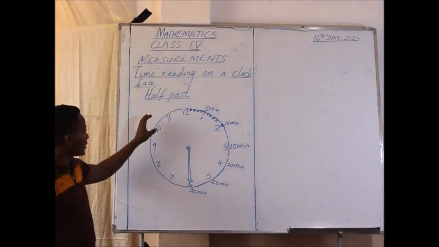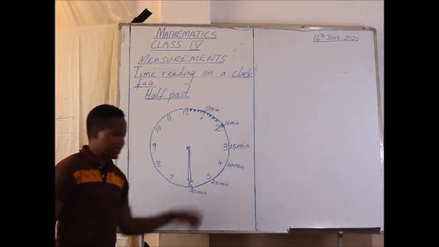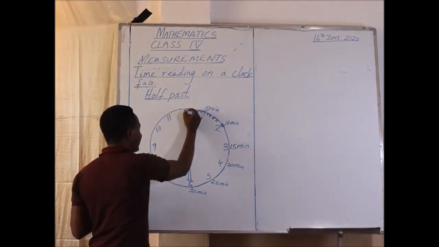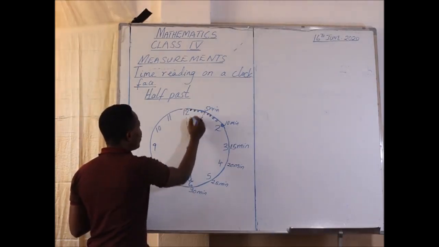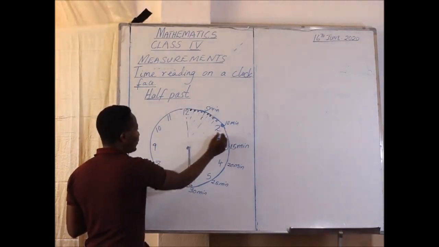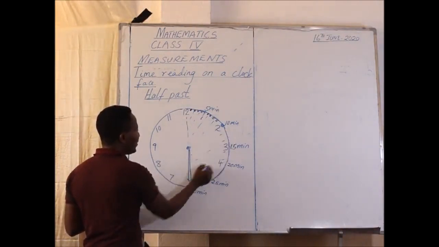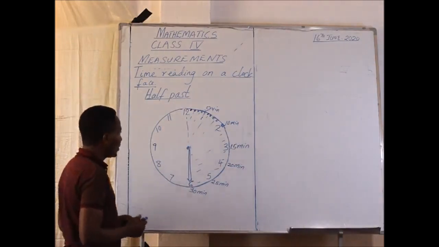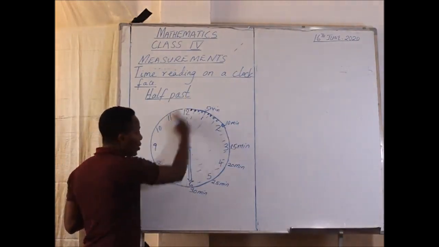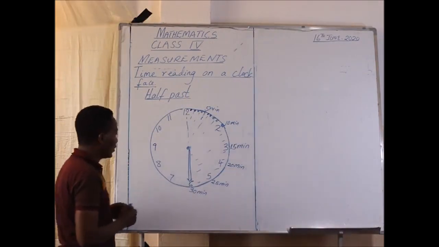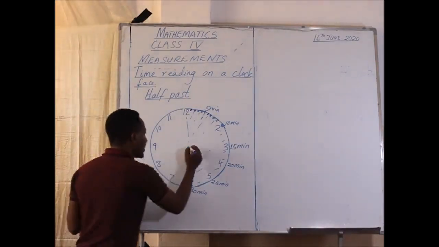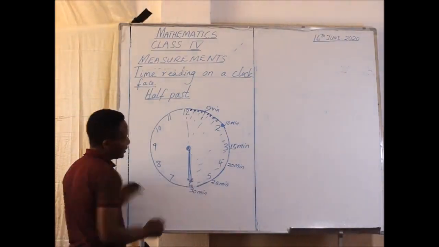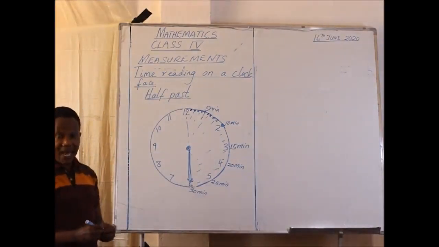Now, as I've told you, today we are learning about half past. Half means half. You can see from 12 to 6, it has made a half of our clock face. So when the long arm reaches 6, it means 30 minutes.